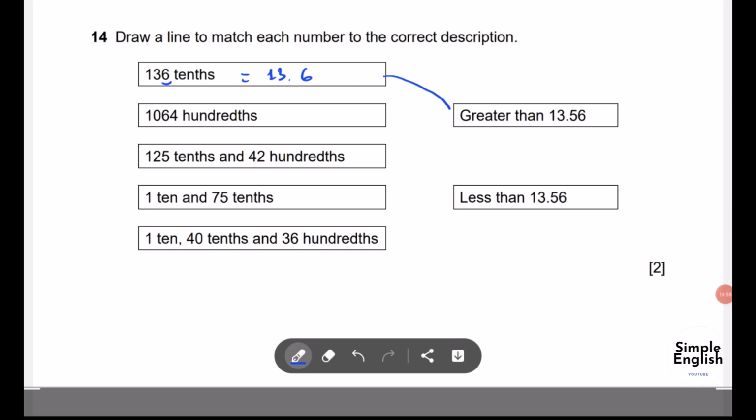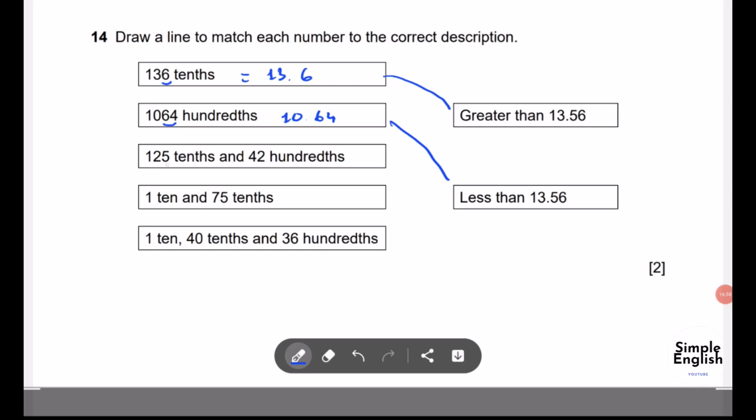How about the second one? 100 means the two number, right? It means this equals 10.64. 10.64, of course, that's less than 13.56.